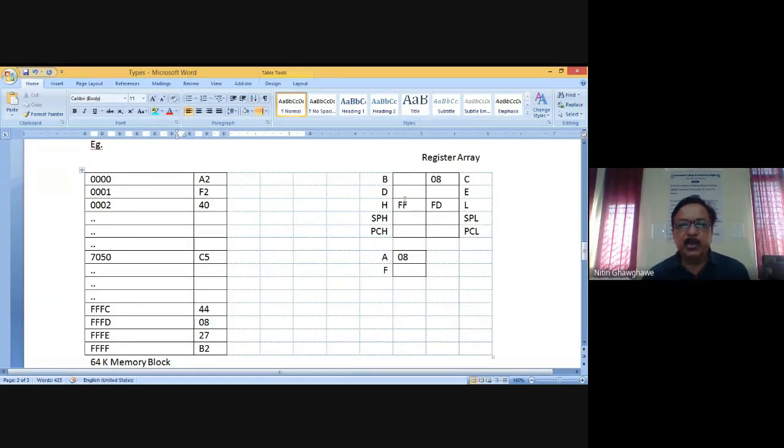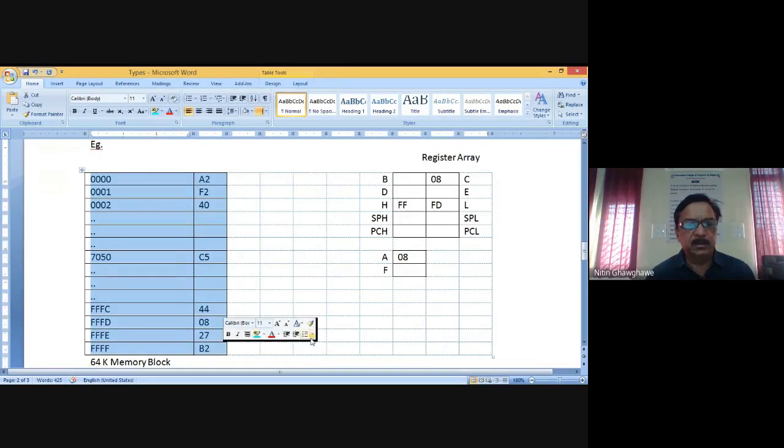This is the memory block you can see on the left hand side. Can you see on the left hand side? Hello? Hello? Can you hear me, sir? Yes, sir. Okay.